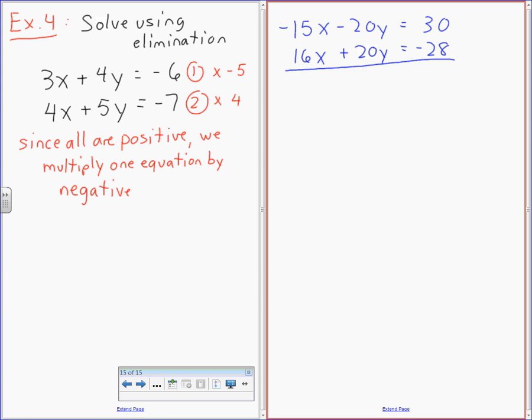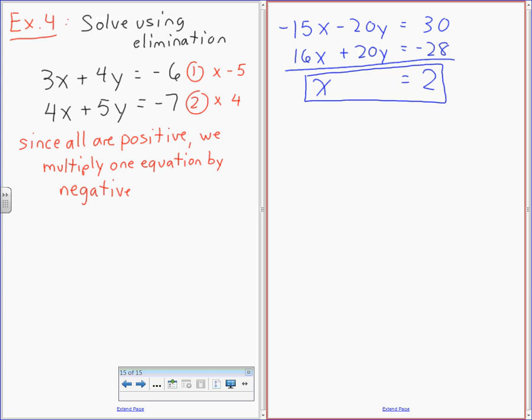Good, and that's what we're looking for, right? You want to get things that are off, so life is good. Okay, since you're sitting at the back, what is negative 15x plus 16x? 1. Very good. And what is 30 minus 28? 2. Good. Now if you take a look, that's what our question was.